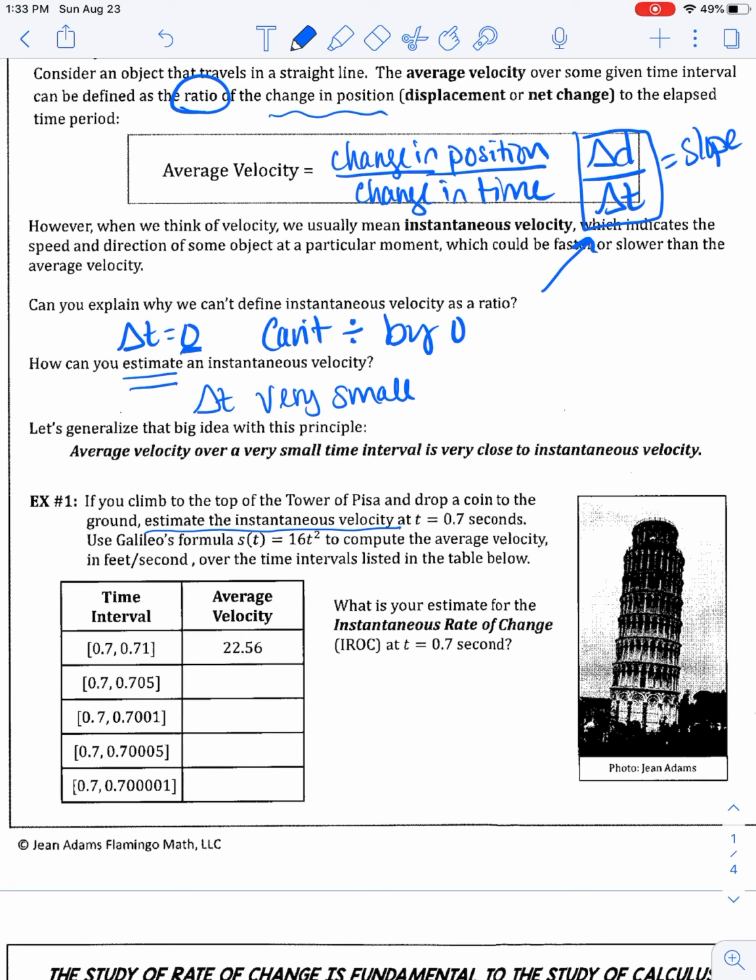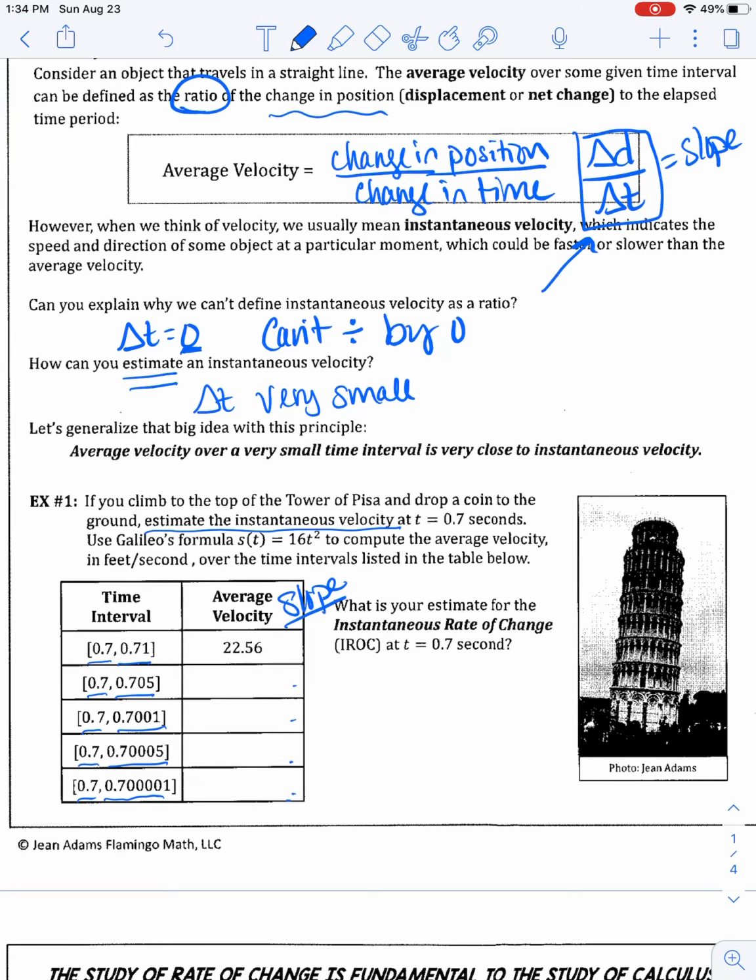Okay, so first of all, let's look at our time intervals. So I'm going from 0.7 seconds at the beginning of each of these intervals, but this one's going to 0.71. This one's going to 0.705. So you can see that these values are getting closer and closer to 0.7, which means those intervals are getting smaller and smaller. So what we're going to do is look at the values of our average velocity and see what velocity it's approaching. Some of this should start to trigger some stuff that we did at the end of algebra. Okay, so I'm going to be finding the slope because that's what average velocity is.